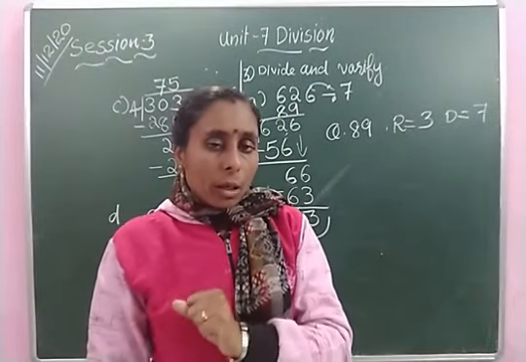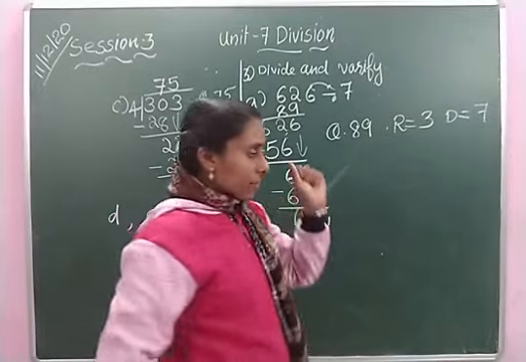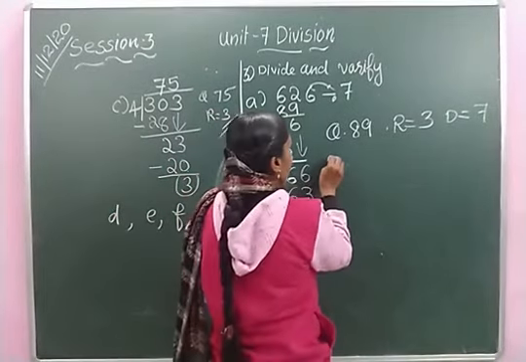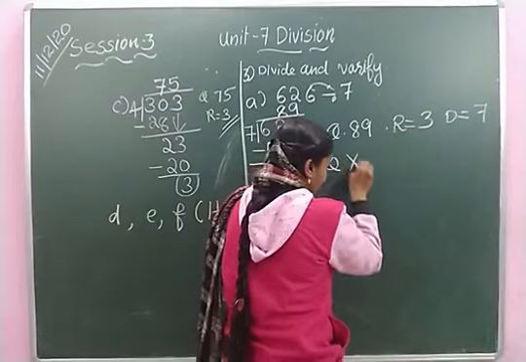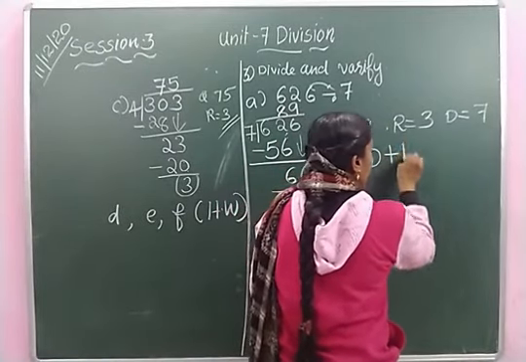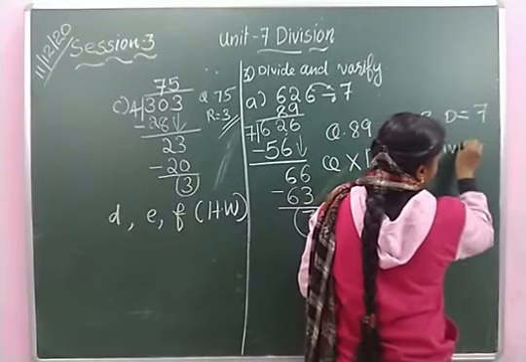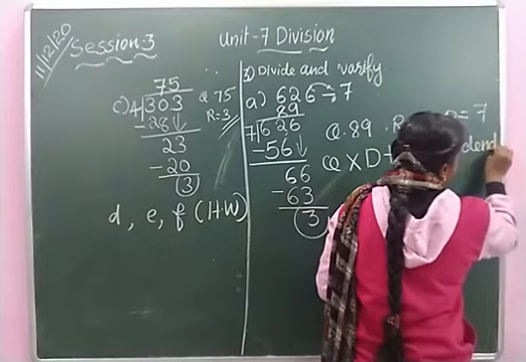Okay. Here I have written one more, divide and verify. For verification, we have to learn this equation properly. Quotient multiplied by divisor plus remainder is equal to dividend. Once again I shall repeat.